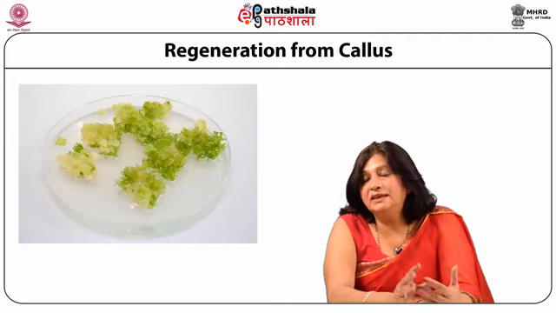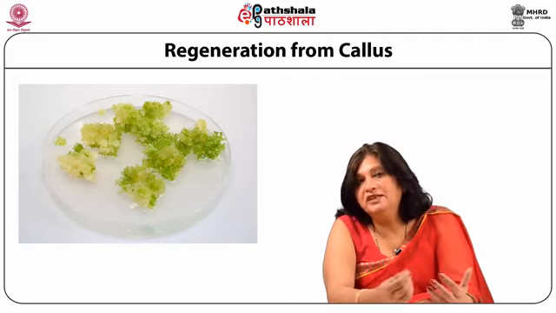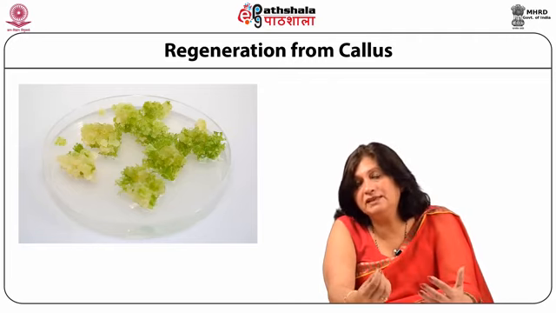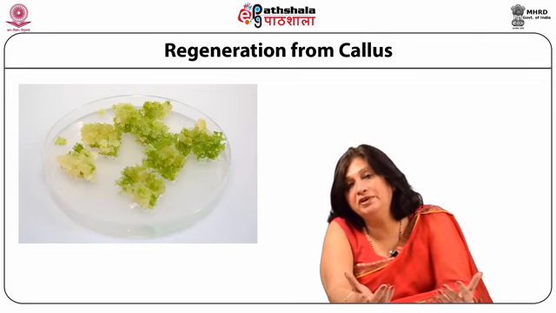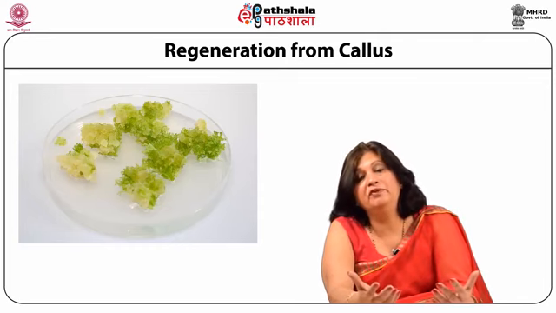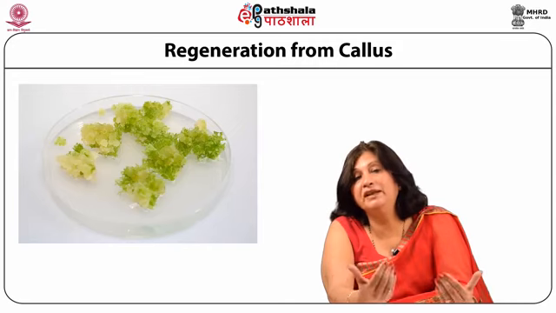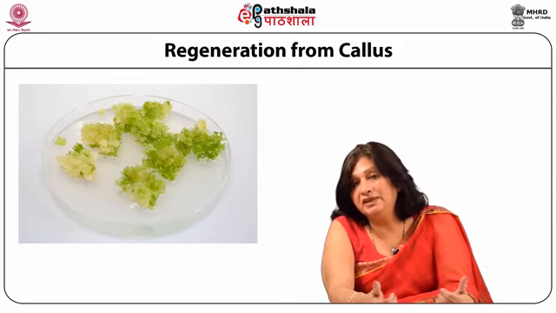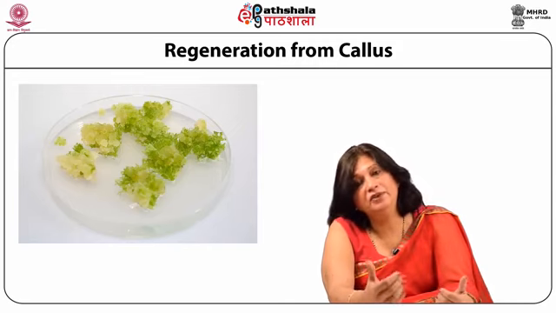And each cell of the callus has the capacity to form a complete new plant again. So you can imagine that starting from a small tissue, a small piece, how many plants can you produce? So it's a very powerful method: you define the media for inducing callusing, and thereafter you make it differentiate into shoot buds again.